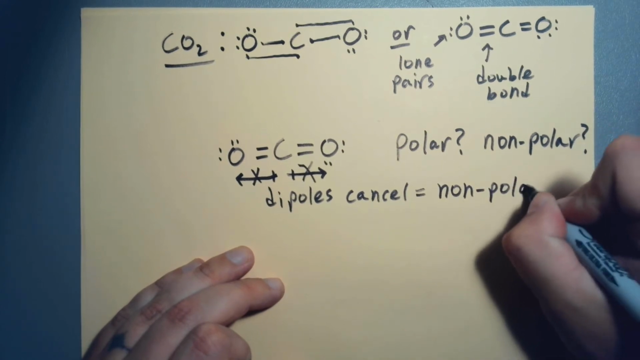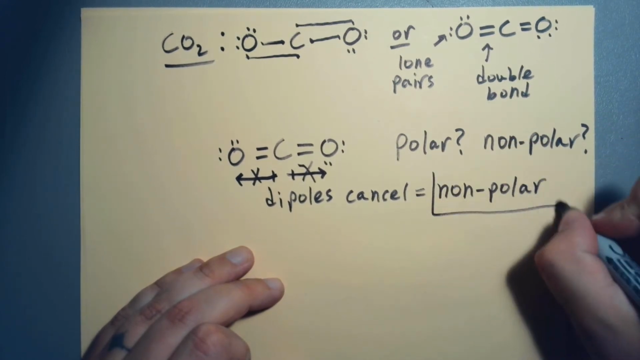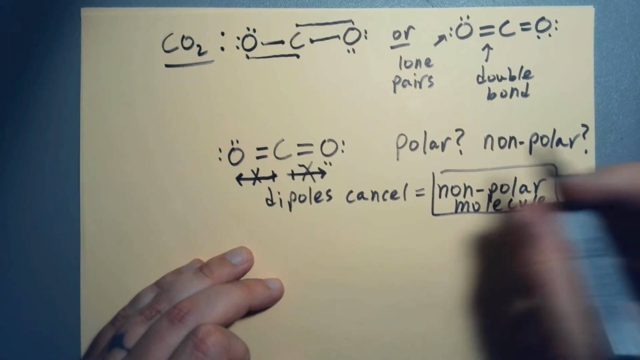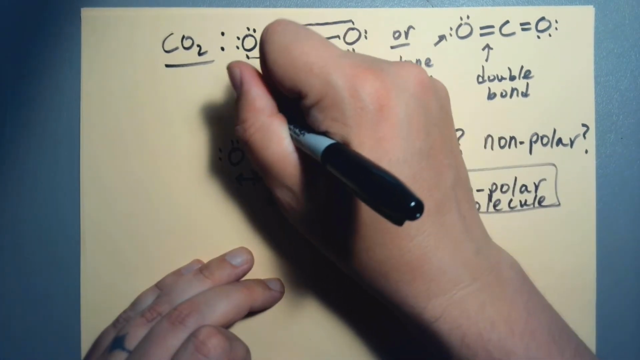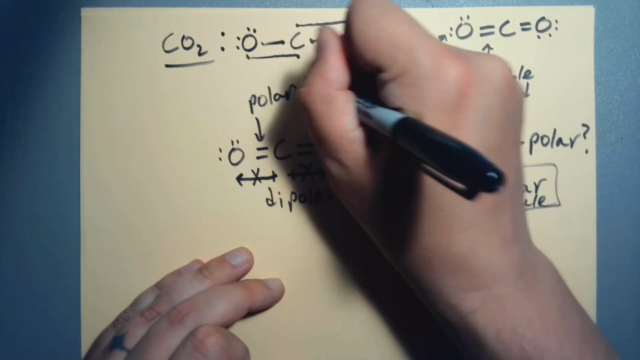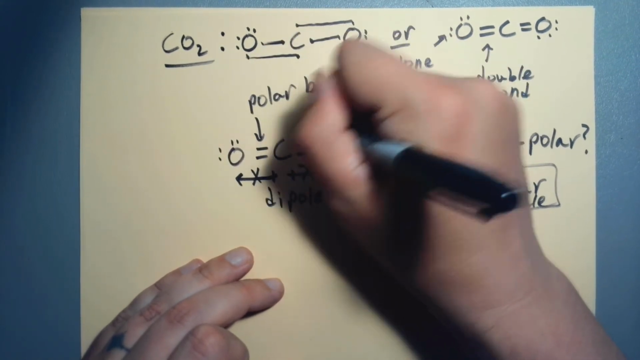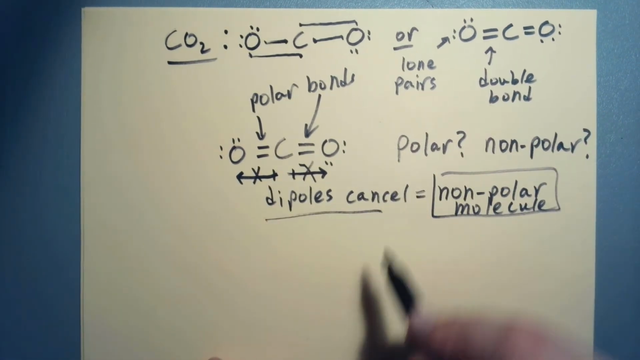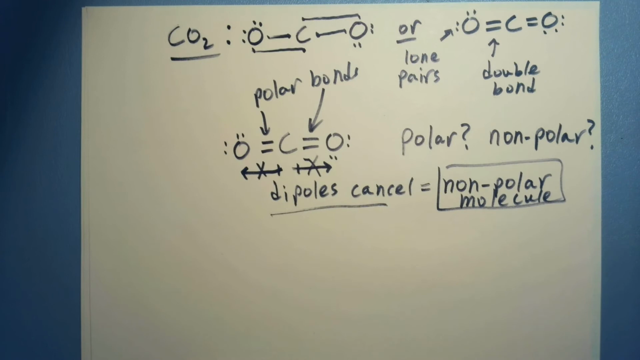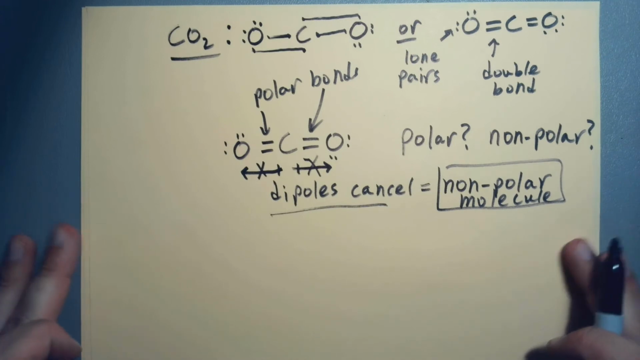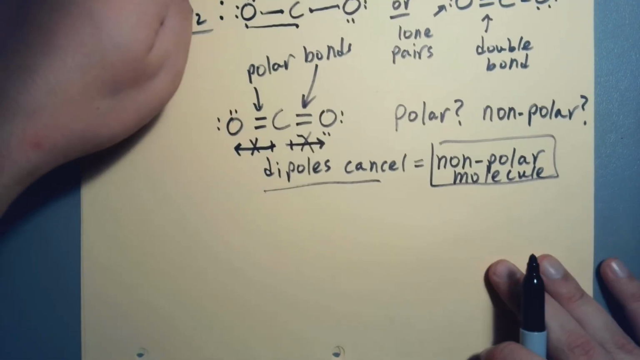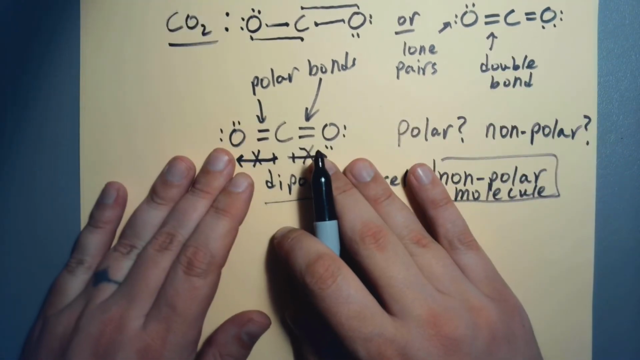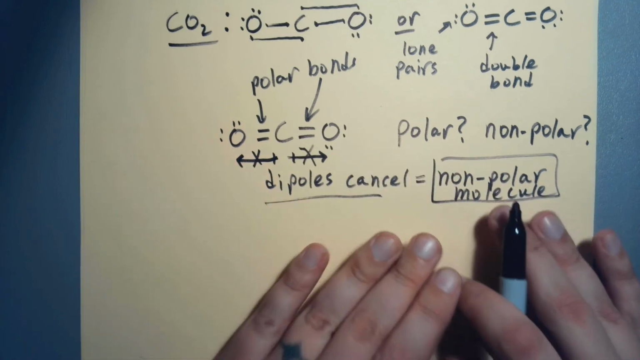Non-polar. I should say non-polar molecule. So to be clear, that's a polar bond, and that's a polar bond. But dipoles cancel, non-polar molecule. So if you can draw a Lewis structure of a molecule, you connect the dots, and the dipoles cancel, it's a non-polar molecule. This is tricky.